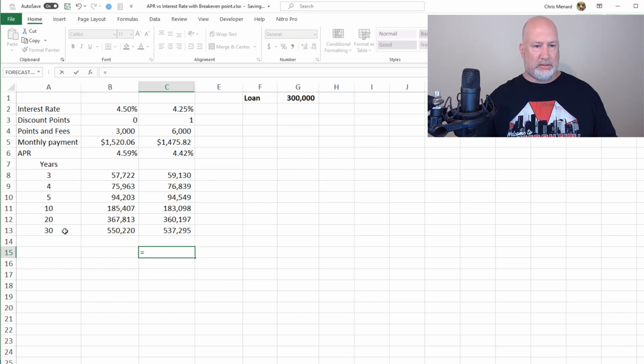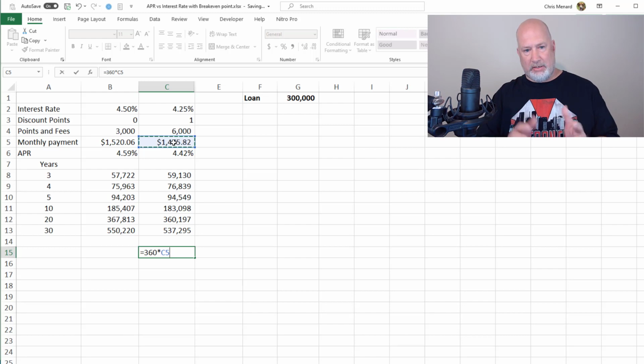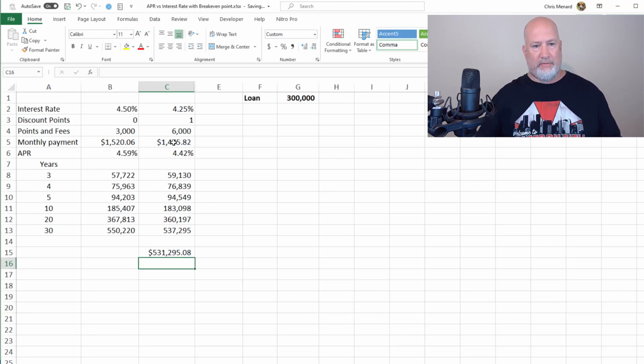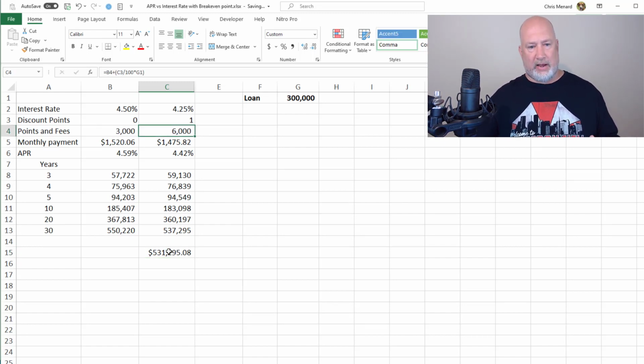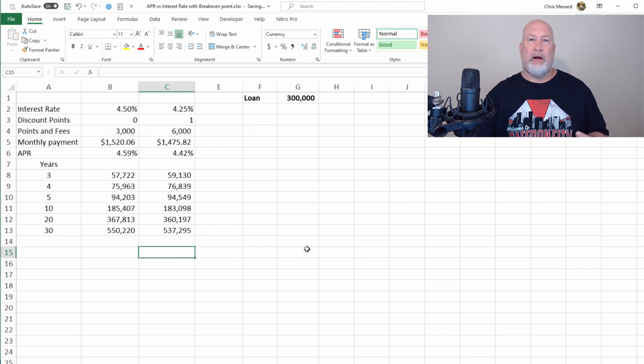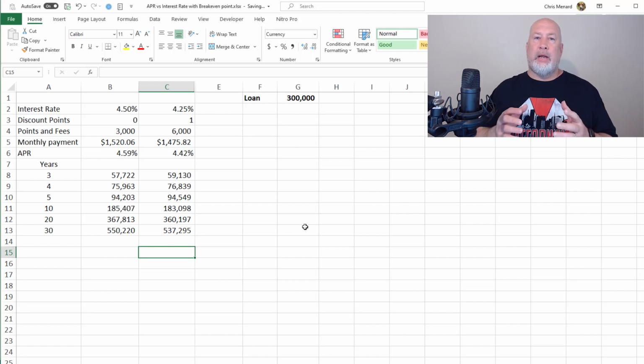For 30 years, 30 years is 360 months times that payment. 531,295 plus the 6,000, 531 and 6,000 is 537. My whole point about this is even though loan 2, which had a 4.25% interest rate and a lower APR of 4.42, in the short run, it's more expensive because of the upfront cost.